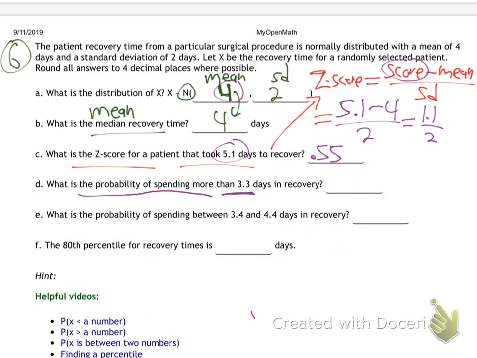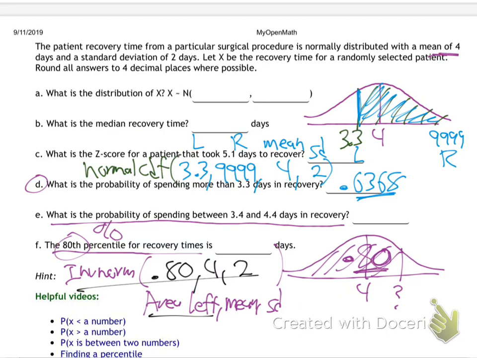Okay, so I'm going to stop there at number 6. The rest, 7 and 8, are the same.